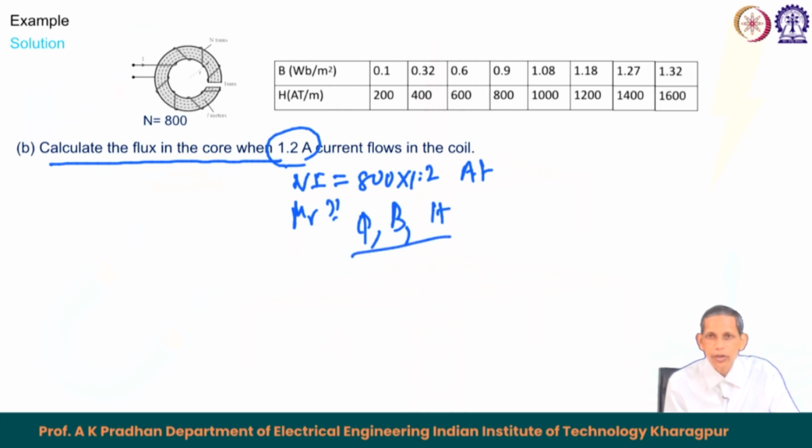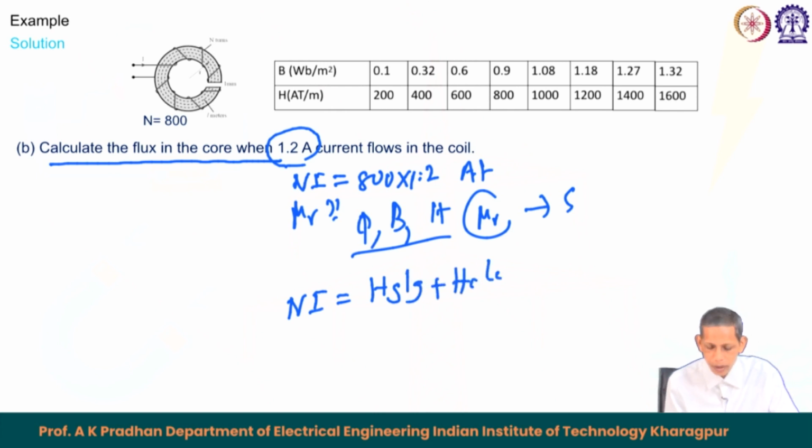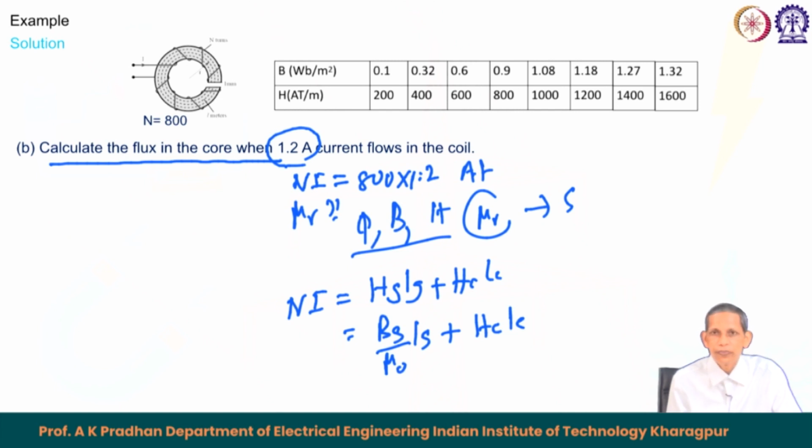Because we do not know the operating point for this case, we are not able to find the fixed value of this mu r, from which we can find out the H L value or the corresponding S value. For that we need to address it like this. In this case, the corresponding N I ampere turn available equals H g L g plus S c L c, the core part and the gap part. So, we know H g L g equals B g upon mu naught into L g, plus S c L c, which relates to the core part.